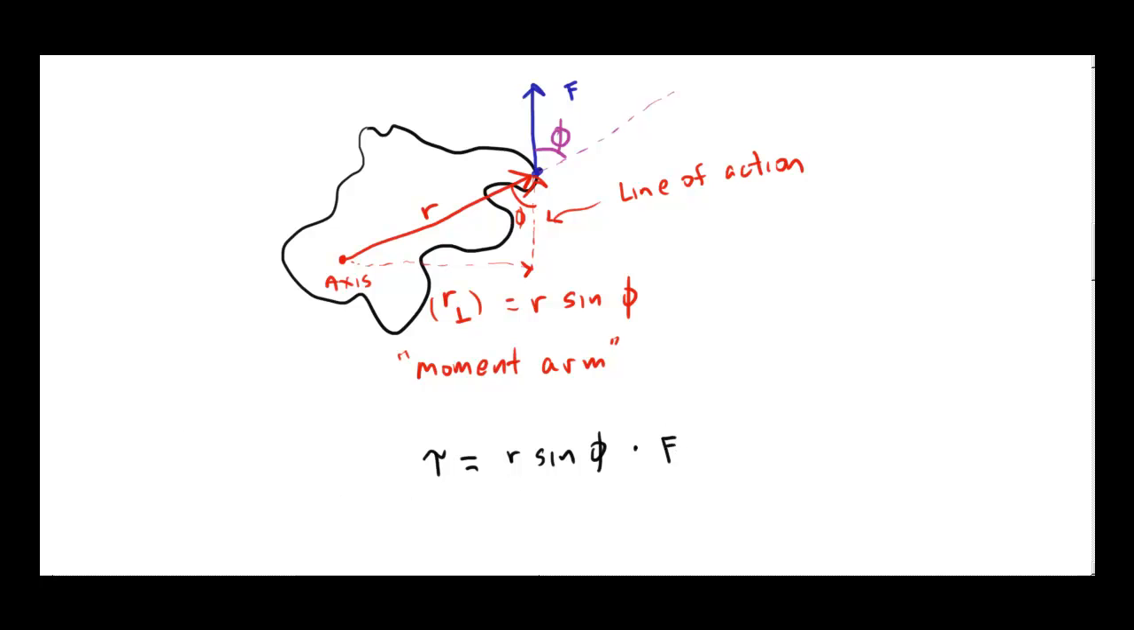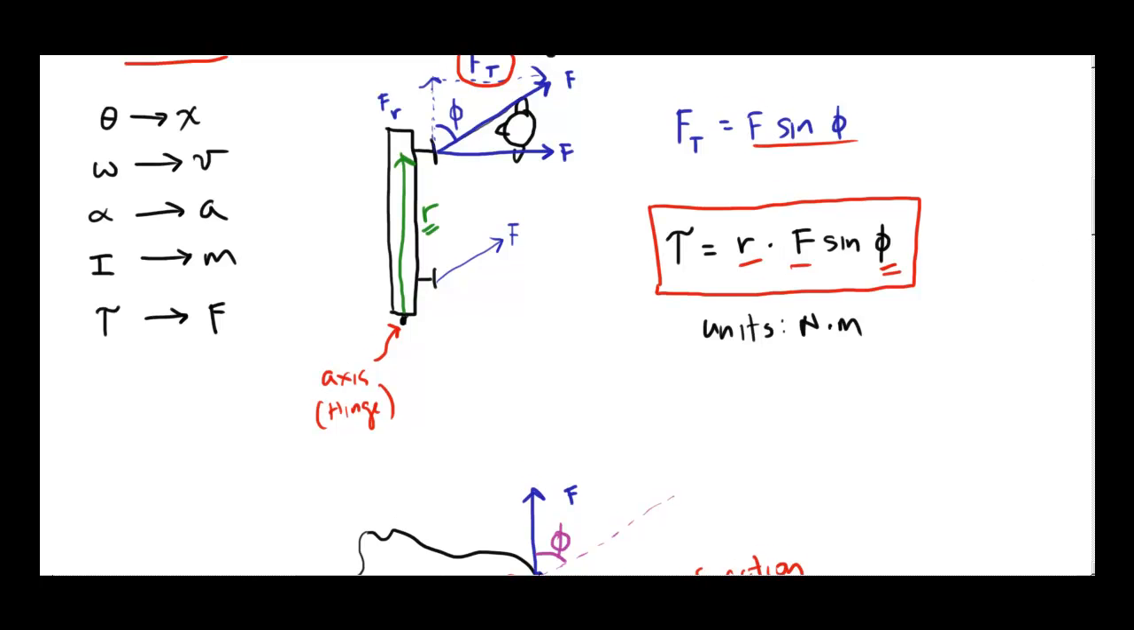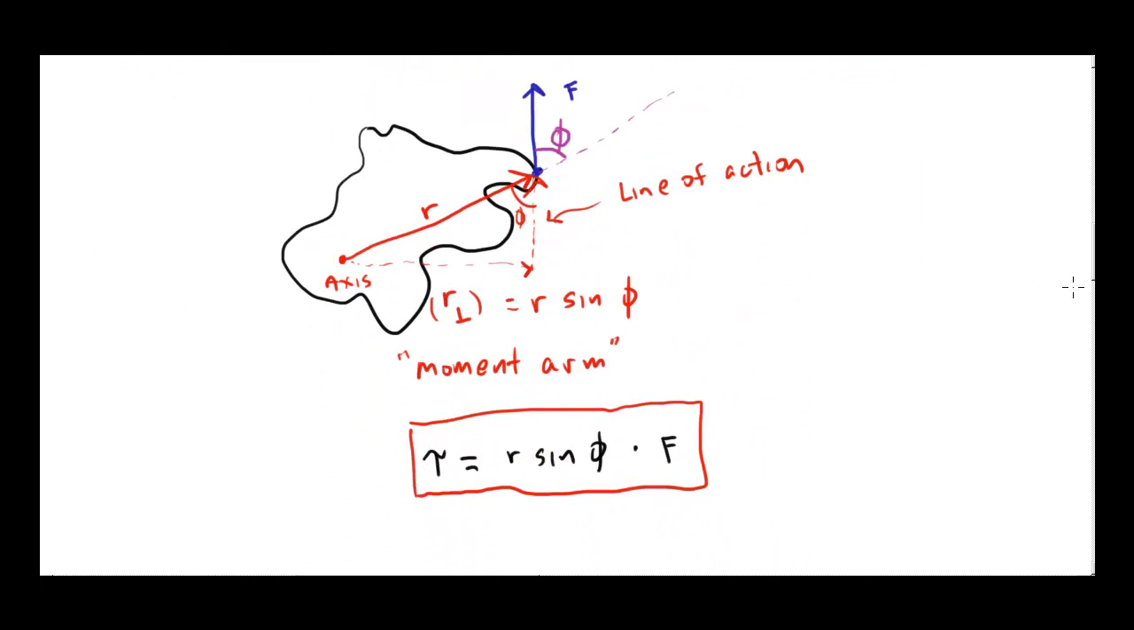And this is another expression for torque, which is really the same thing as this. We just sort of moved the sine phi over here, which is a legal move, right? Commutative property of multiplication. So again, this thing right here is the moment arm.